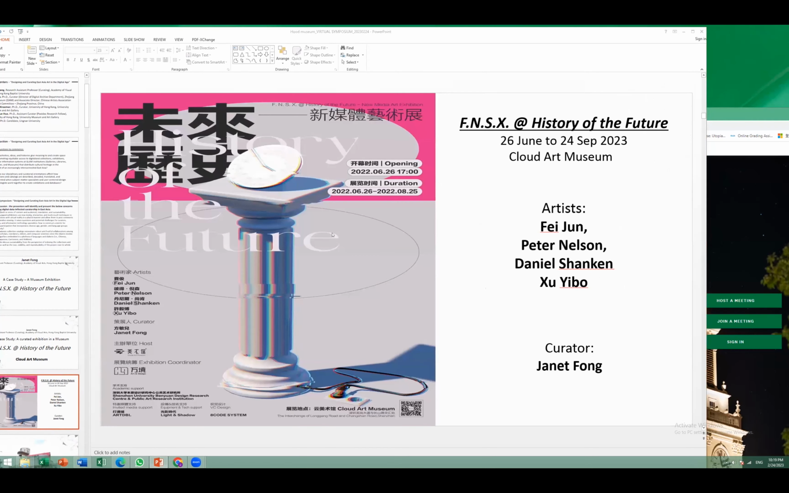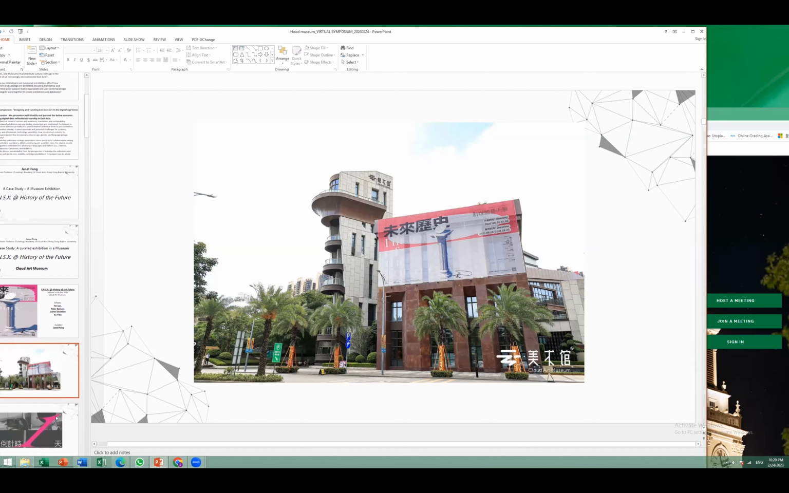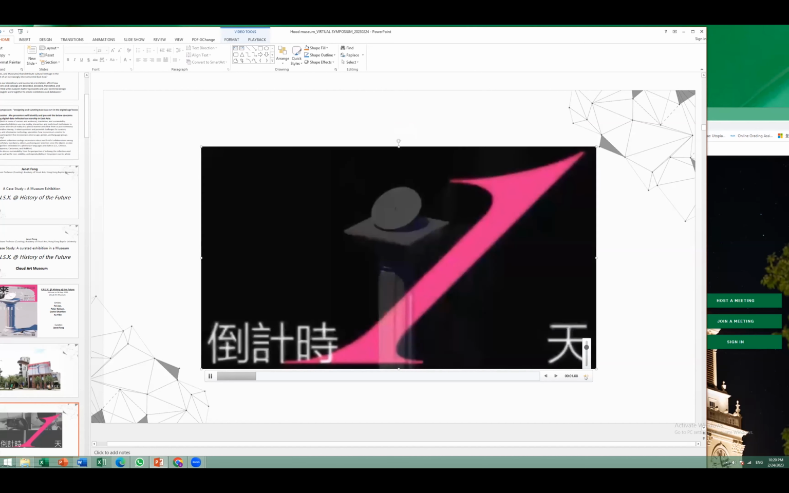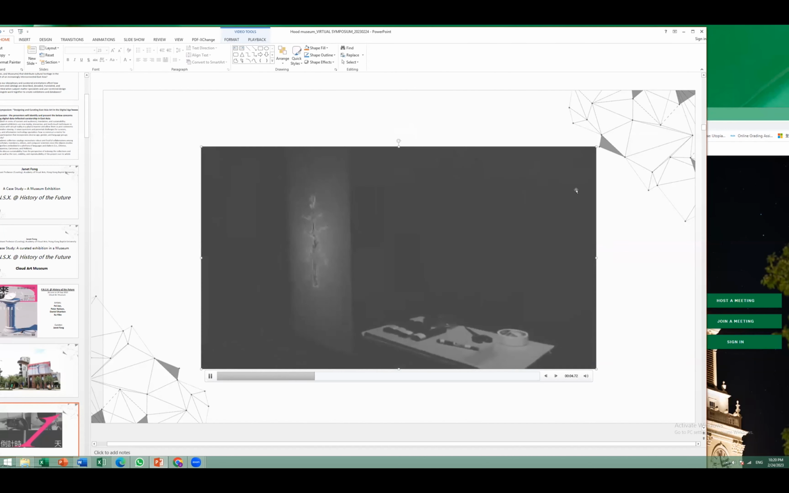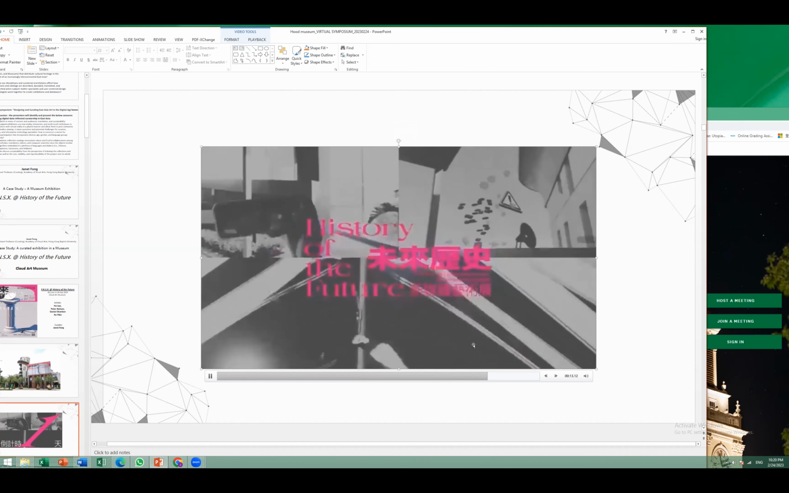Next, as you saw, that's the poster. And it was held last year, with some digital tools in the curatorial practices. That's the space of the exhibition, of the museum. Before I further explain the exhibition, I would like to show you just a 17-second trailer. If it's too loud, just let me know. That's the trailer, the preview, just to give you some concepts about the exhibition first.